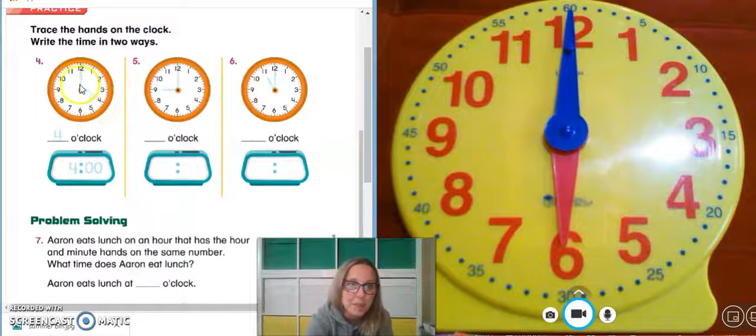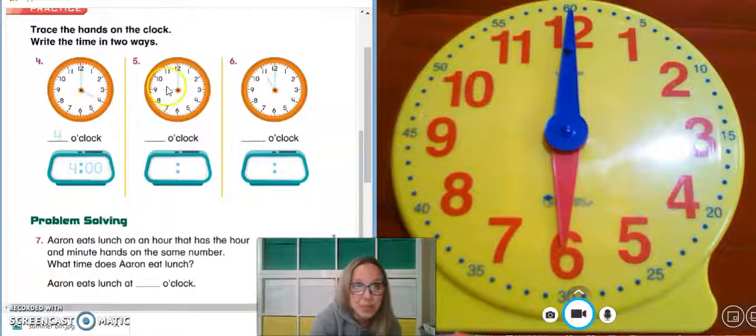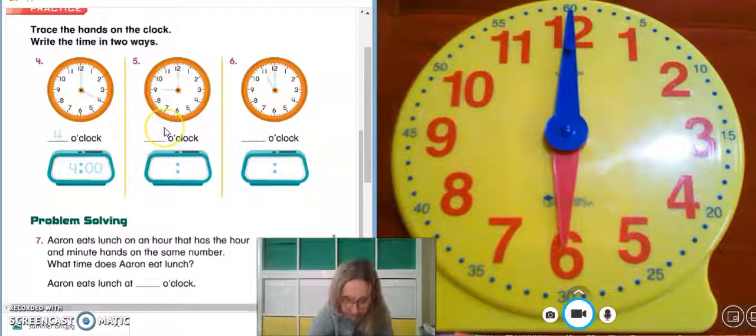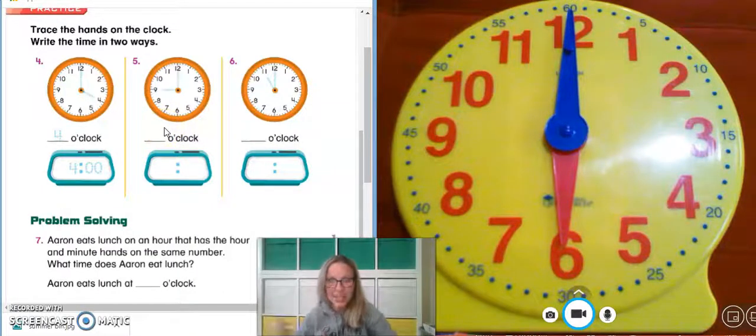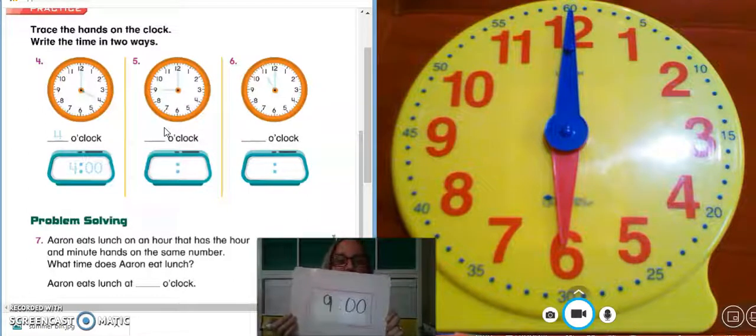Okay, so here, they traced them. We were at the 4 o'clock. They wrote 4. That word says o'clock. And then on the digital one, it's 4:00, which means 4 o'clock. Okay? Taking a look at this next one, our minute hand is pointing straight up, so we know it's o'clock. Our hour hand, you can trace that, is pointing to the 9. So we're looking at 9 o'clock. You can put 9 here. And then on your digital clock, you write 9:00, 9:00 for 9 o'clock. Okay?